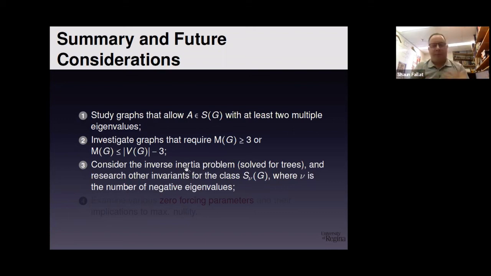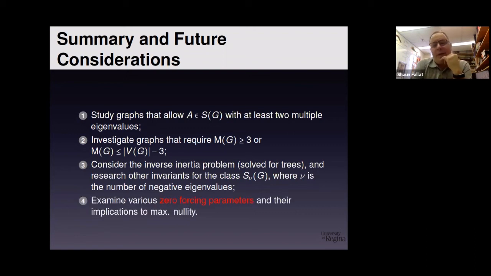So people have come up with different versions. The inverse inertia problem seems to be one that a lot of folks are working on. The inertia of a matrix is just the number of positive, the number of negative, and the number of 0 eigenvalues. And so instead of specifying the complete multiset, you just specify that triple. And then I'm very interested in notions of zero forcing parameters that are connected to maximum nullity parameters. I didn't have time to talk about it today, but I think that's a really exciting area. At least I consider it exciting.